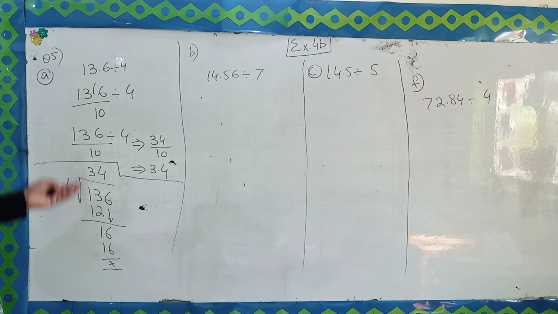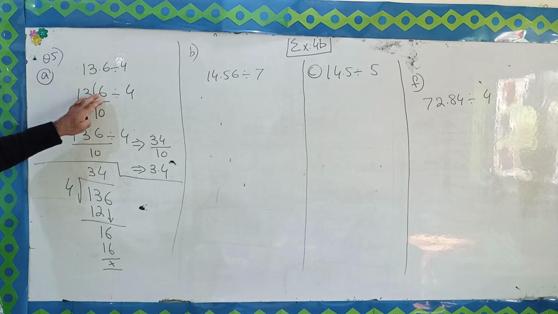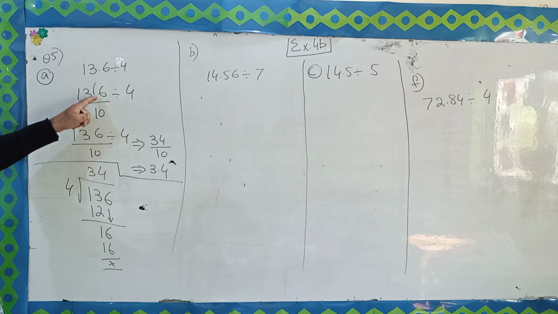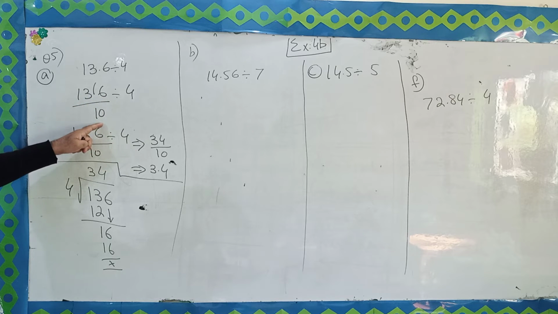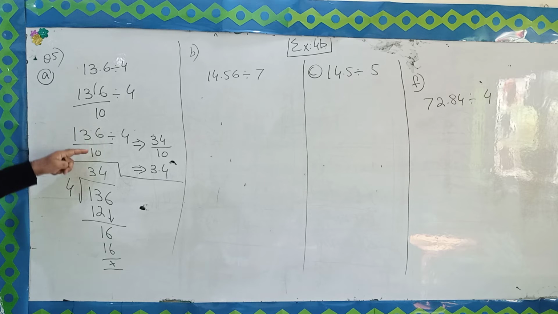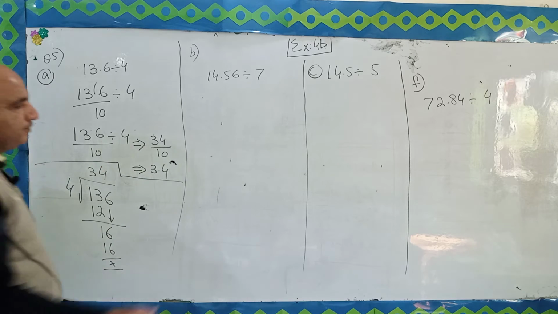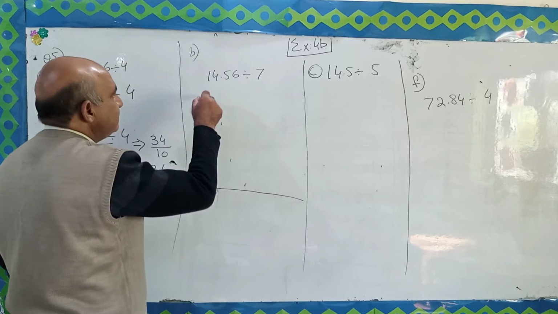Right? What we have done, we have removed the decimal point. As the decimal point is after 1 digit, so we have written here 10. 136 over 10 divided by 4. We have divided 136 by 4. We have the answer 34. The denominator is 10, so we write here 34 over 10, that is 3.4. Here again we do the same thing.